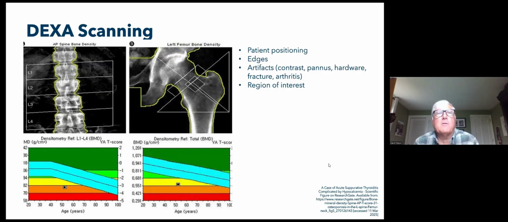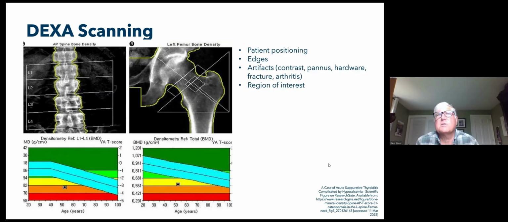It is dependent on how the patient is positioned. We typically measure the femur, the total hip level, and the proximal femur, the femoral neck, as well as the lumbar spine. The positioning has to be correct. The way the edges are marked around the bone needs to be correct. Artifacts are a big consideration when you do this test.